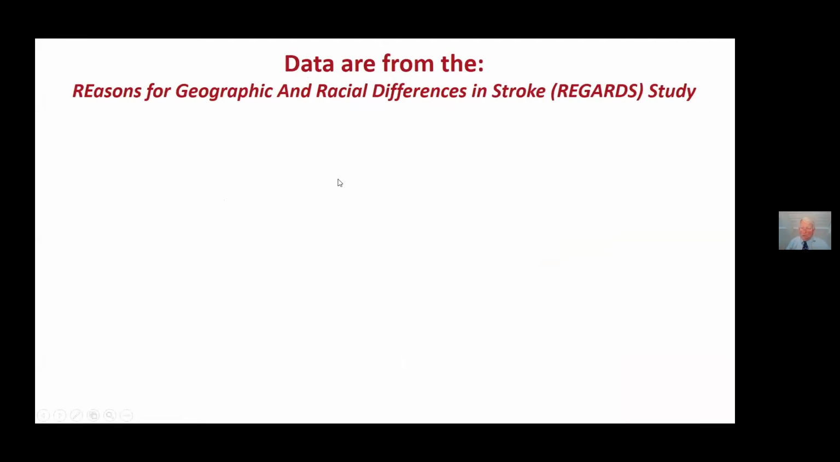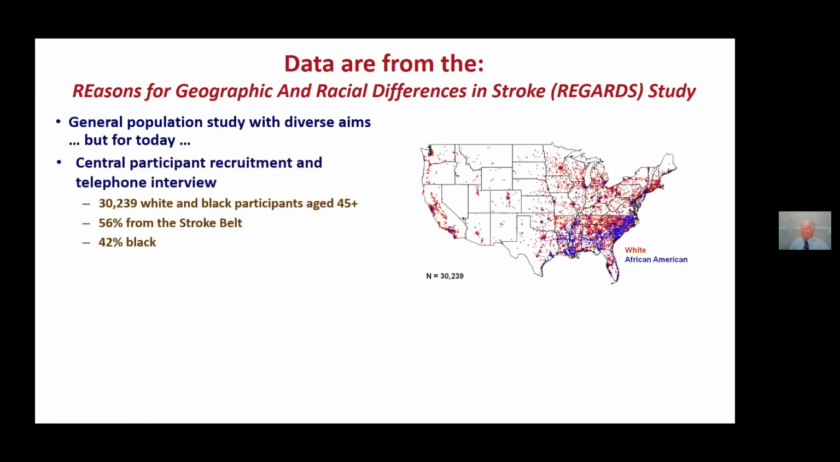We'll be addressing all of this, and for this entire lecture, almost all the data I'll be presenting is from this REGARD study that Sadiq referred to earlier. Just very briefly, it's a general population study with very diverse aims. It does a lot of different things. But for today, what we did was recruit people through a combination of telephone and mail, and then conducted a telephone interview with them. And as you can see here, we've recruited about 30,000 people.